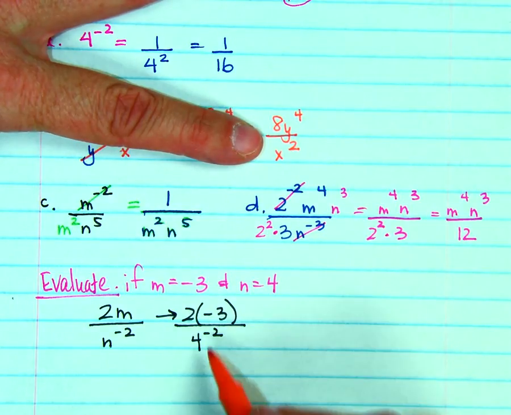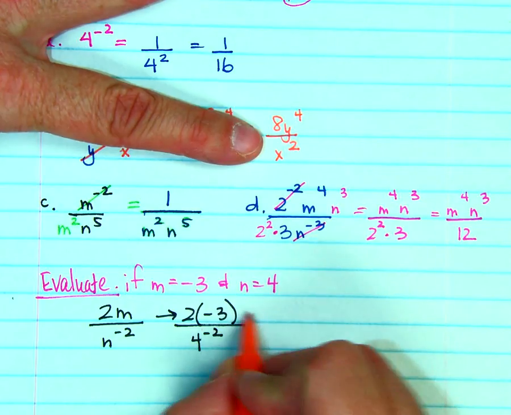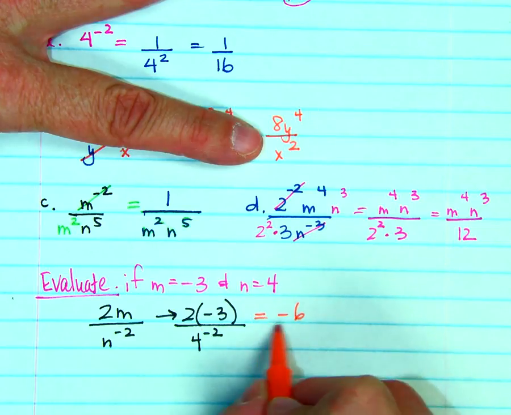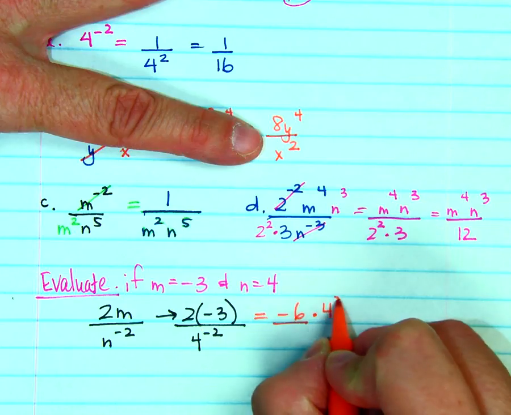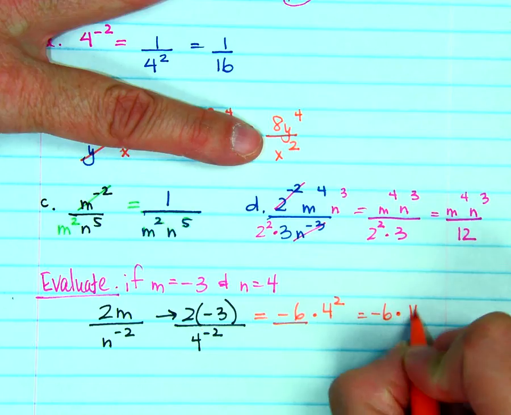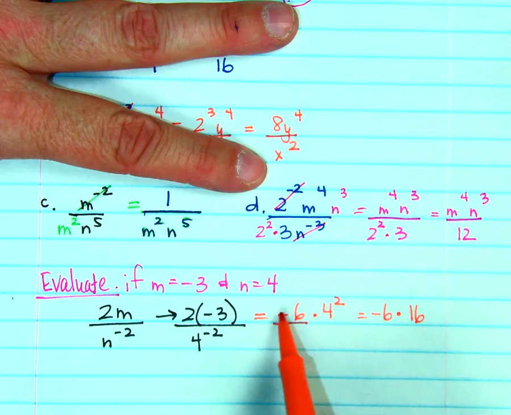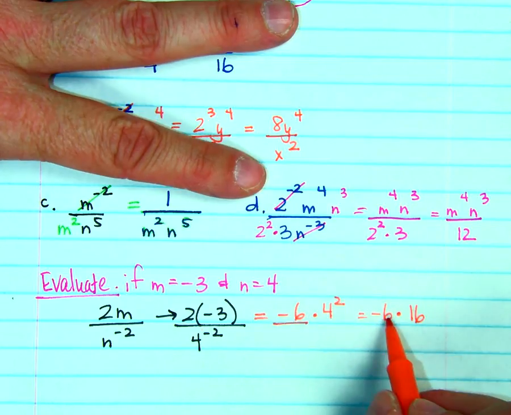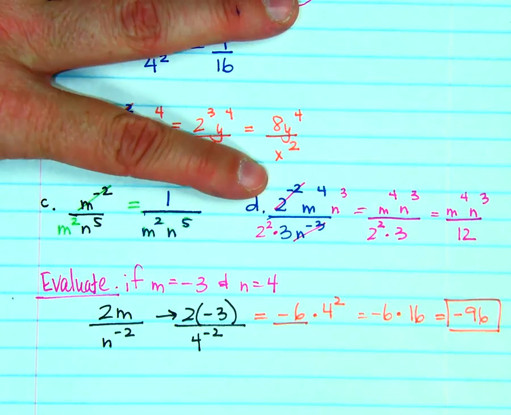Now we're right back to what we just did. 2 times a negative 3. Yes, the 3 is negative. It does not have a negative exponent, so it stays. So 2 times negative 3 gives me a negative 6. 4 to the negative 2, to make it a positive exponent, I bring it up to the numerator. So there's nothing in the denominator on this one. So I have negative 6 times 16. Remember, order of operations, exponents come before multiplication, so you do not get negative 24 squared. Negative 6 times 16 gives me a negative 96.